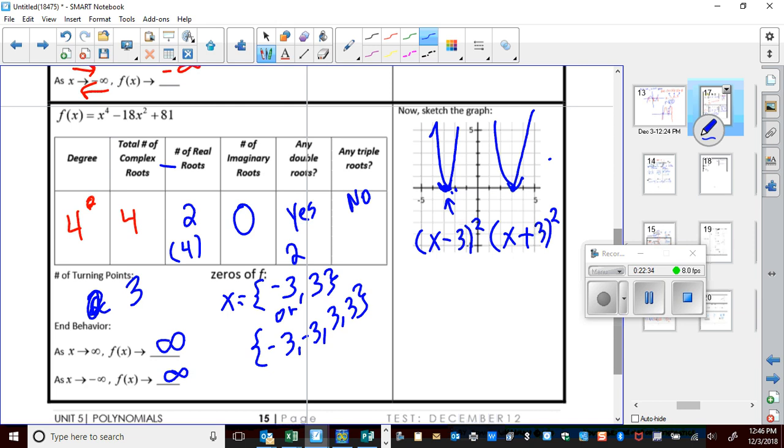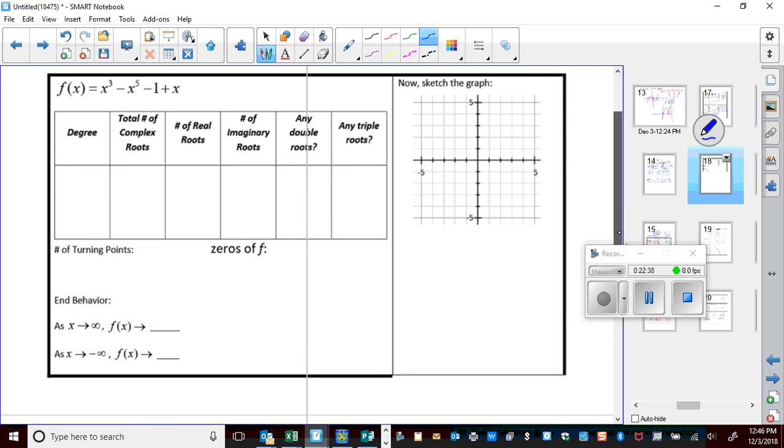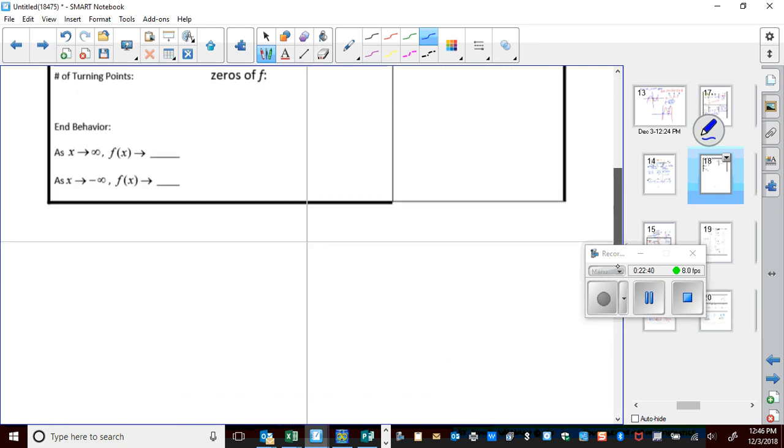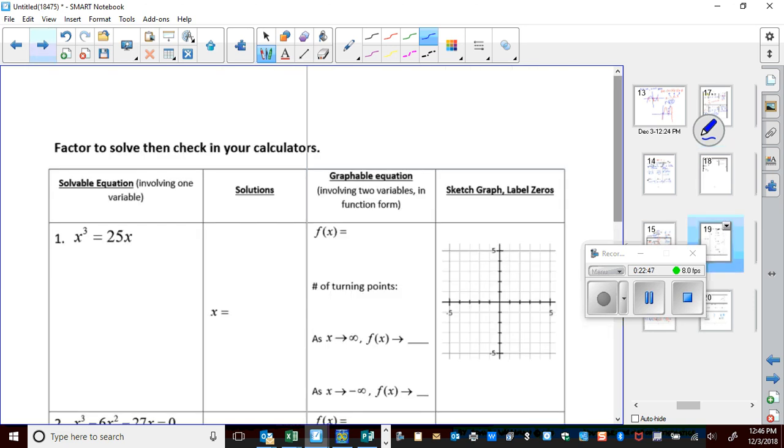Moving on. Let's see how many we have left here. Just that last one. So this is homework, guys. This one's homework. I'm not going to go over that.